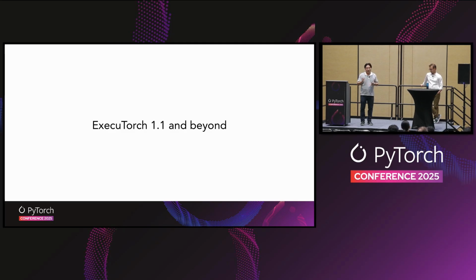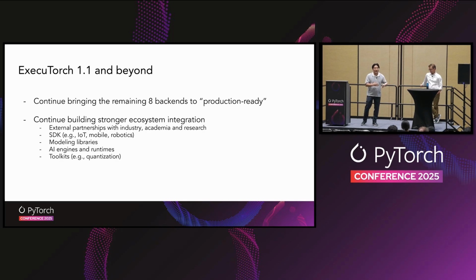And I want to talk a little bit about what we are thinking for 1.1 and beyond in the future. We worked so hard until now, but we still want to do more. The first one is we have 12 backends as of today, and 4 of them are production ready. So we would like to continue working on the 8 remaining backends to be production ready. And on top of that, ecosystem. ExecuTorch, we think of it as a low-level library.